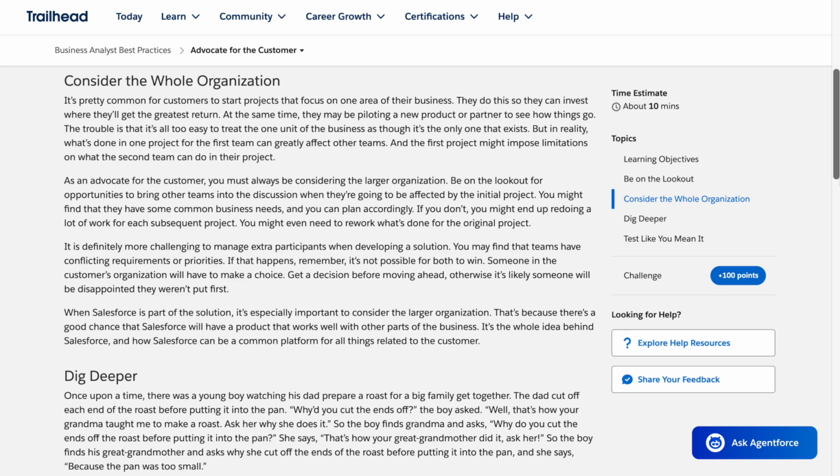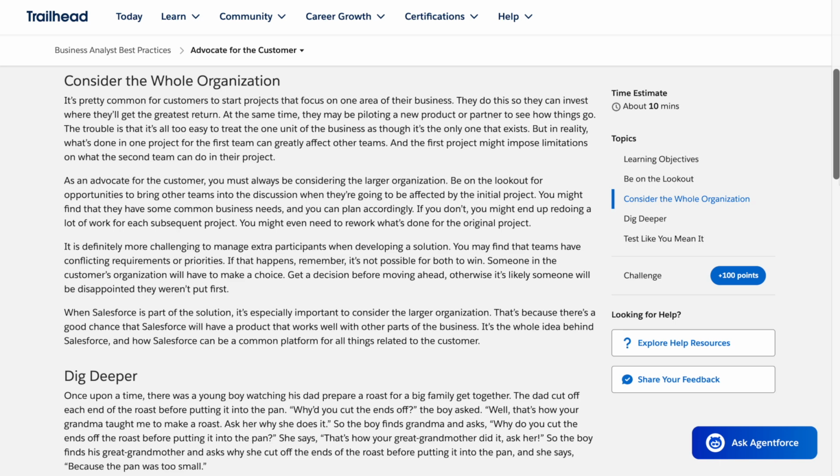It is definitely more challenging to manage extra participants when developing a solution. You may find that teams have conflicting requirements or priorities. If that happens, remember, it's not possible for both to win. Someone in the customer's organization will have to make a choice. Get a decision before moving ahead. Otherwise, it's likely someone will be disappointed they weren't put first.